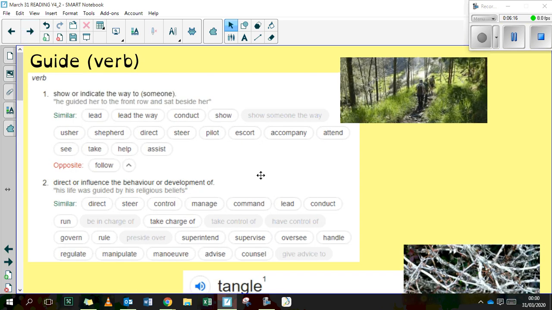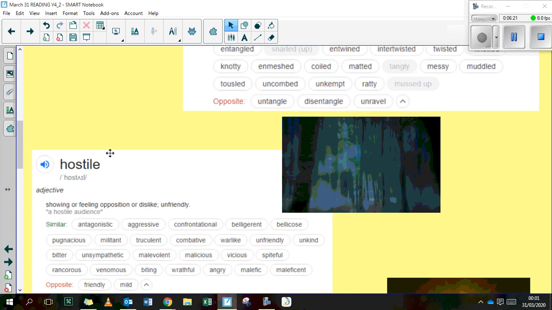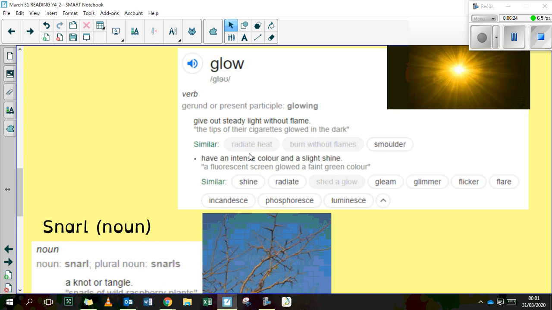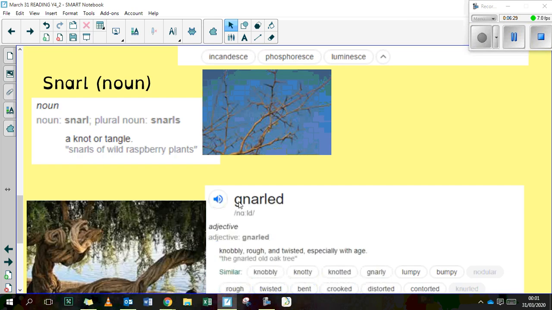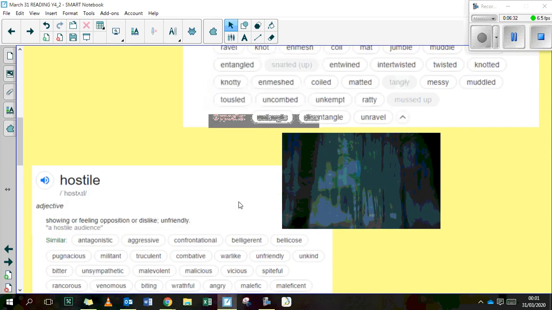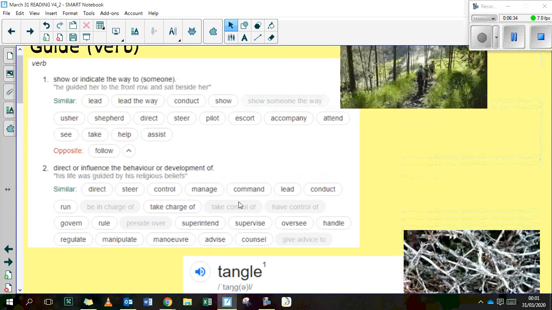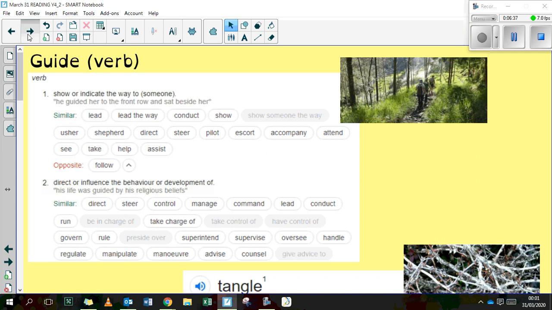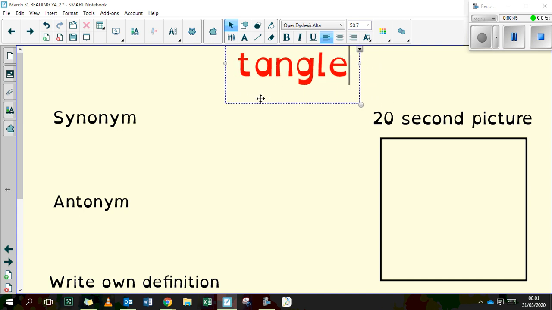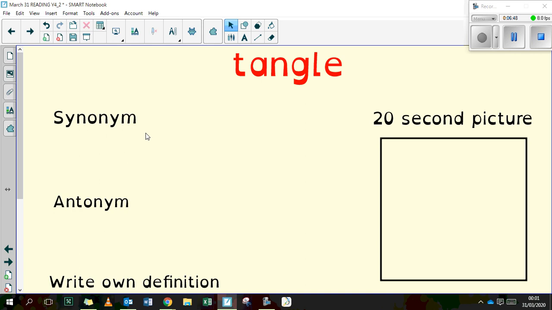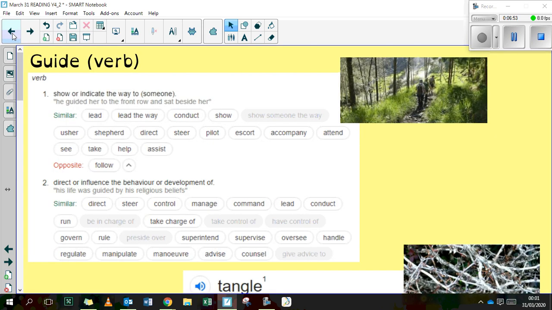So with this vocabulary, what I'd like you to do, either having guide, tangle, hostile, glow, snarl, gnarled, or pierce, choose one of those words that you like best, that you think, I would use that word again in my writing. And what I'd like you to do, so for example, if I chose tangle, have a look for some synonyms, so some words that are similar to tangle, that mean the same thing.